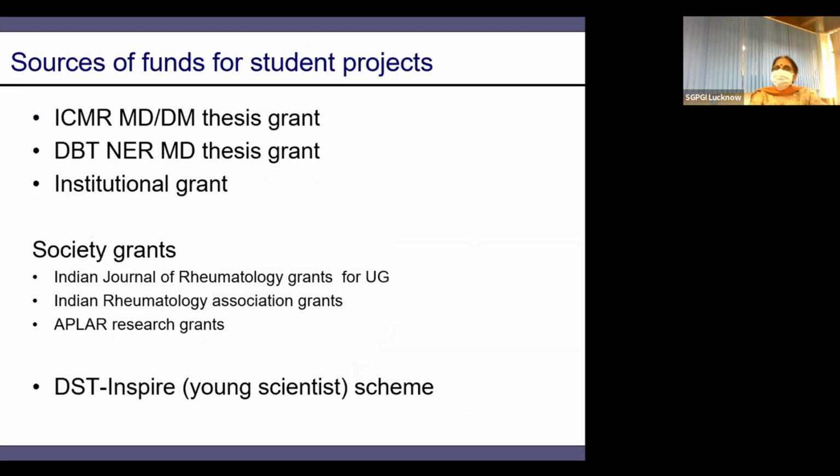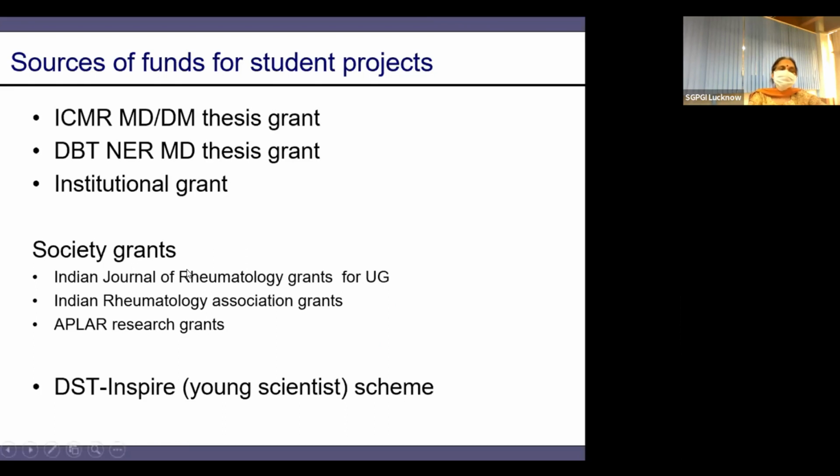We have some sources from where the students can get funding. ICMR has a scheme where they give you a thesis grant for MD and DM. There is a separate scheme for Northeast region students. Then some institutions give grants for MD thesis and DM thesis. Our institution provides it through the intramural scheme. That is, your mentor can write an intramural proposal, and if they can get the intramural grant, then a student's project can be funded through that.